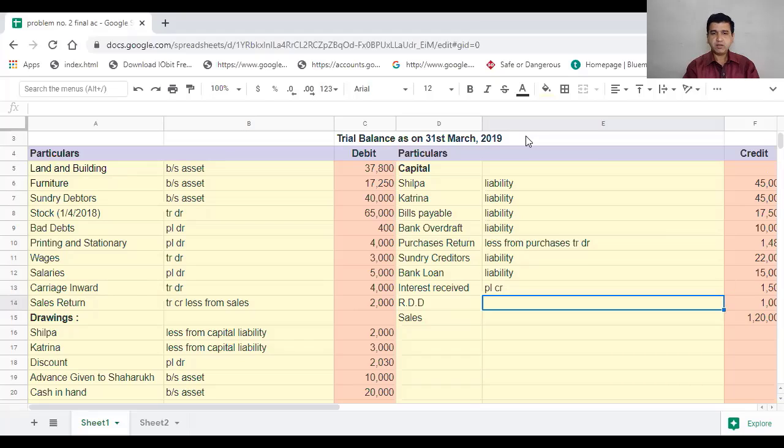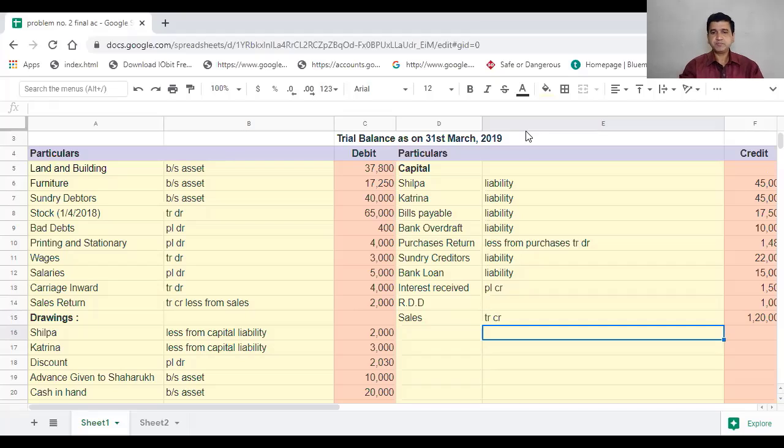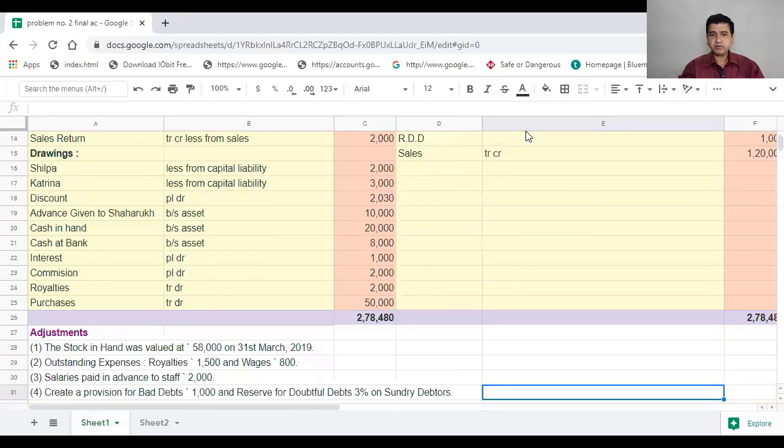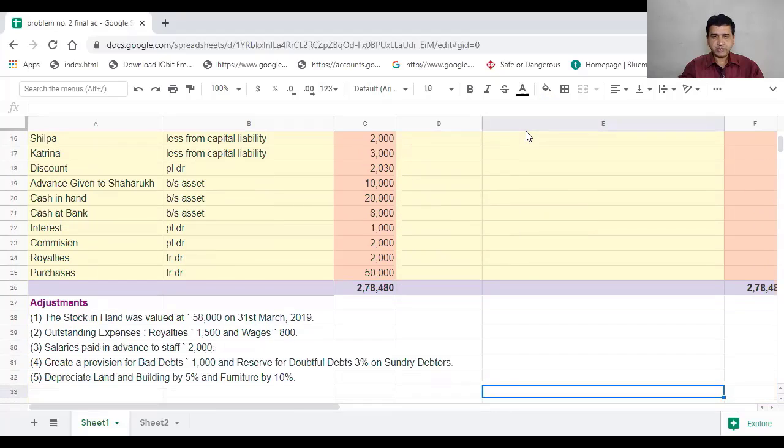RDD, we keep RDD as it is because there are some adjustments on the RDD, but this RDD goes to profit and loss account on debit side, so we'll keep RDD as it is. Next is the sales, trading account credit side. So all items are being posted. We'll come to the adjustment part.